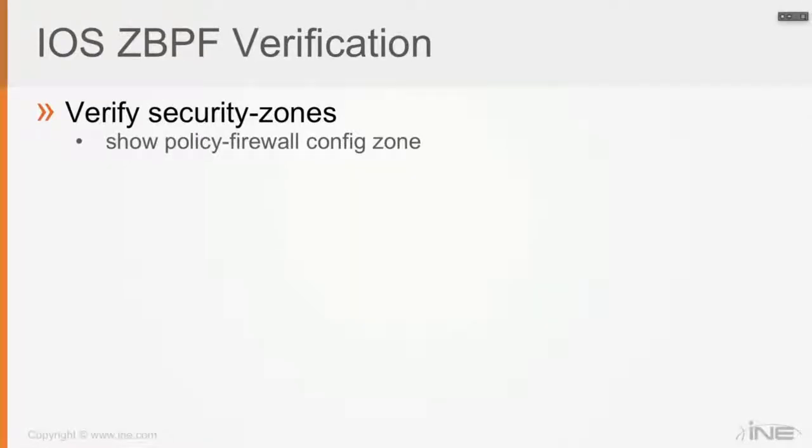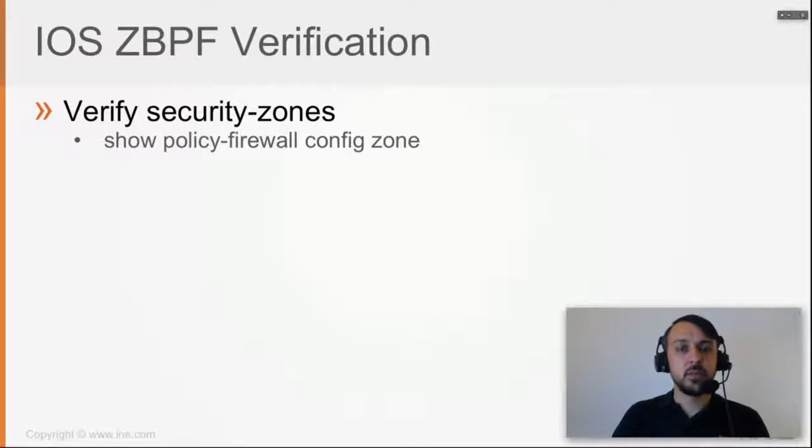So to verify the zones, show policy firewall config zone, and again the command makes sense since we're here, because I haven't done this for a couple of videos now. Always look at the command, right? The zone-based policy firewall on IOS is a policy firewall, so the command here makes sense: show me the policy firewall configuration of zones. The command is self-explanatory.